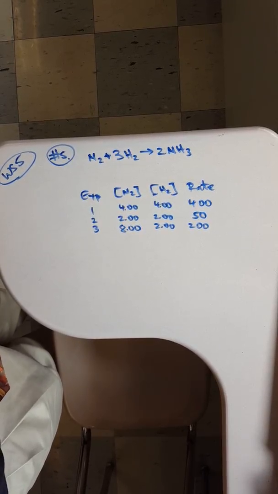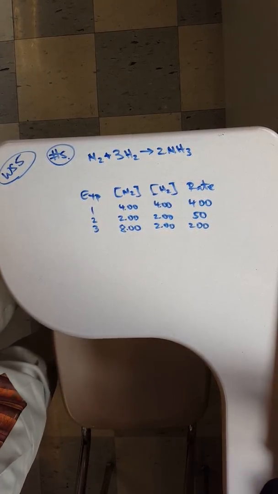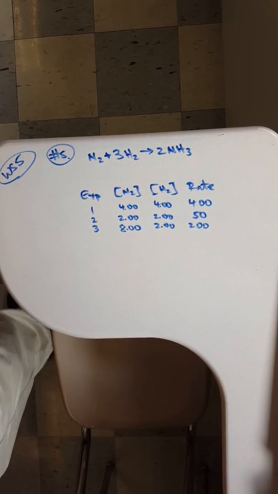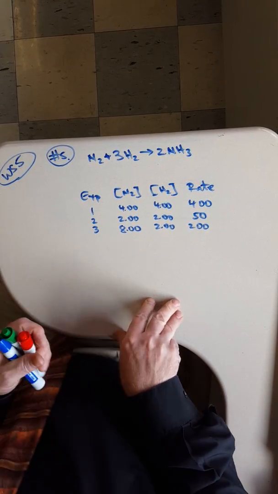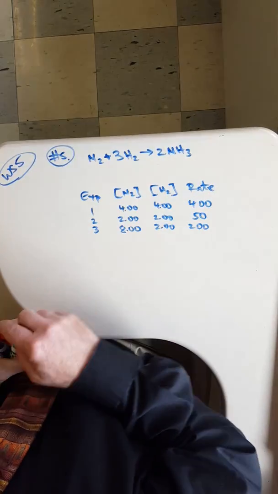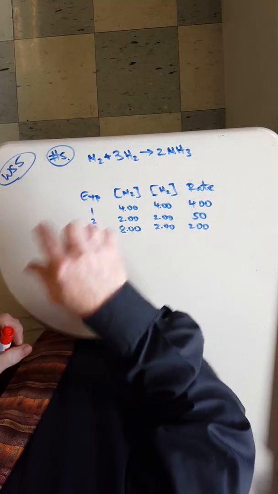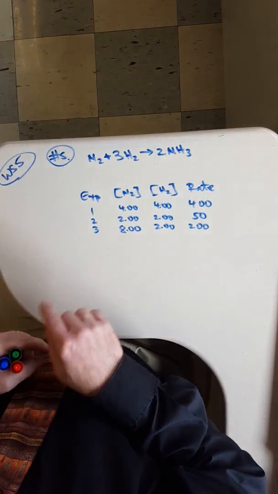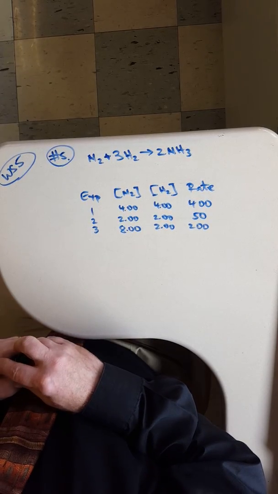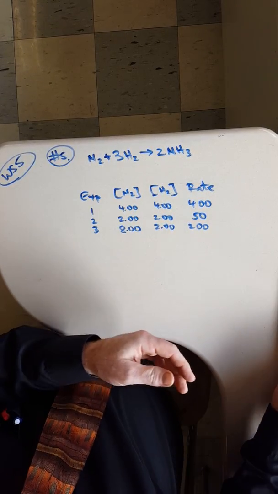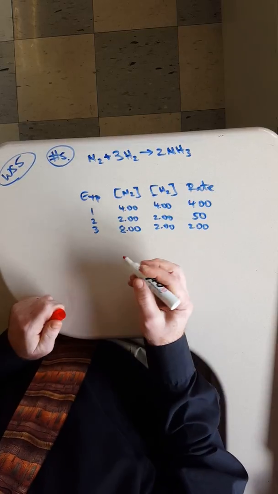Let's take a look at worksheet 5, number 5, the last one on that worksheet. Here we have Fritz Haber's process for making ammonia. Nitrogen plus 3 hydrogens give you 2 ammonias, and you have some data here to consider. First things first, as always, write your general rate law expression.